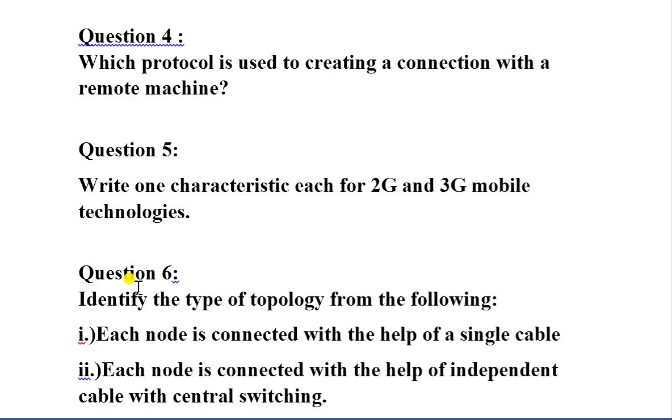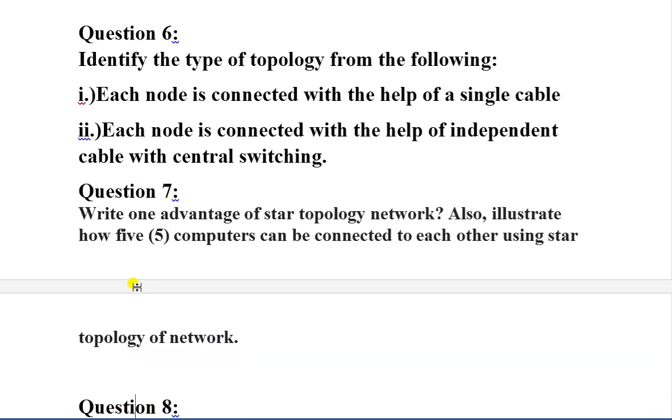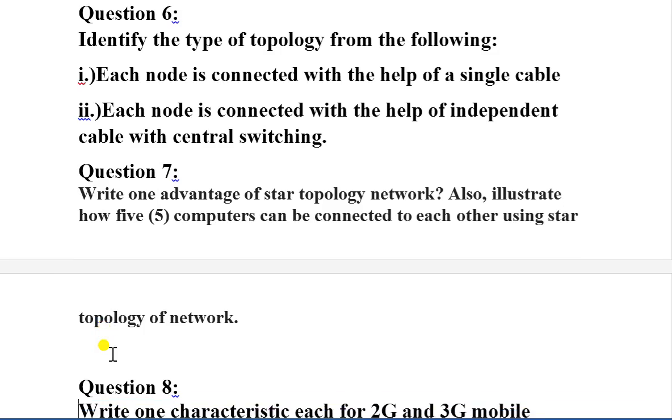Question number 6. Identify the type of topology from the following. Each node is connected with the help of a single cable. Each node is connected with the help of independent cable with central switching. Question number 7. Write one advantage of star topology network and also illustrate how 5 computers can be connected to each other using star topology of the network.